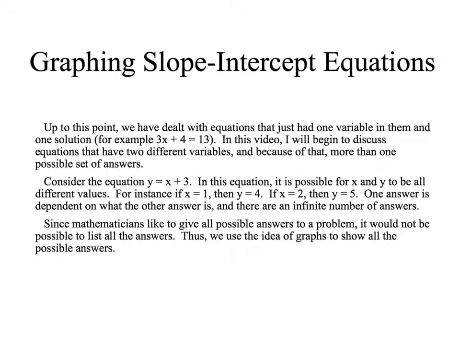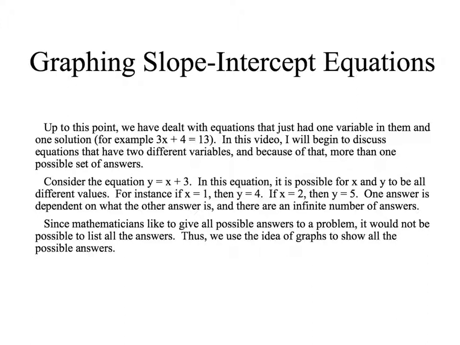Up to this point, we have dealt with equations that just had one variable in them and one solution. For example, 3x plus 4 equals 13. In this video, I will begin to discuss equations that have two different variables and, because of that, more than one possible set of answers.